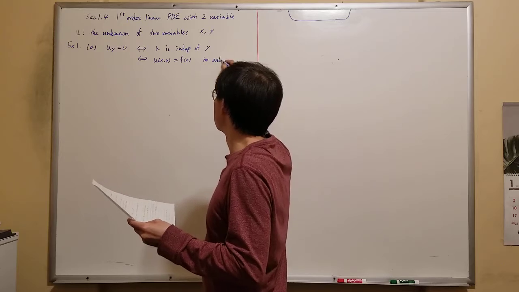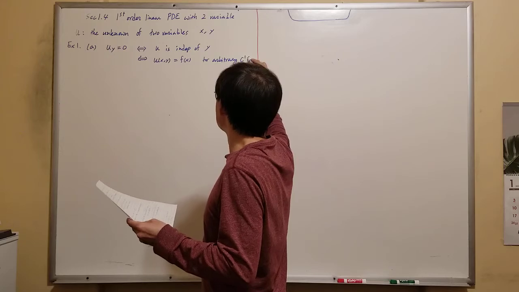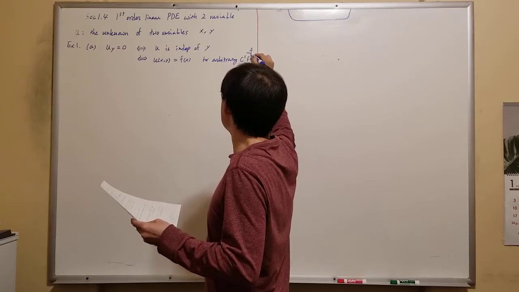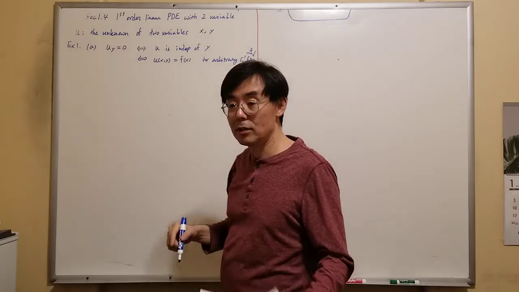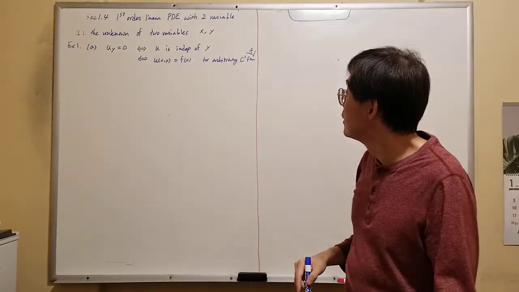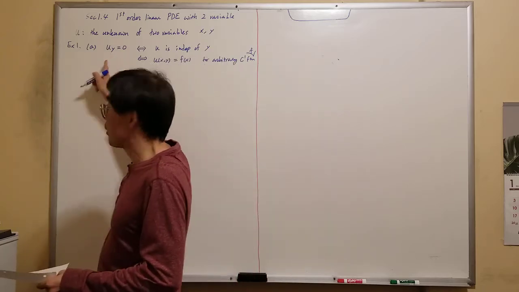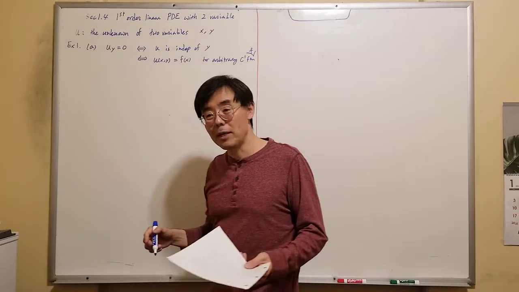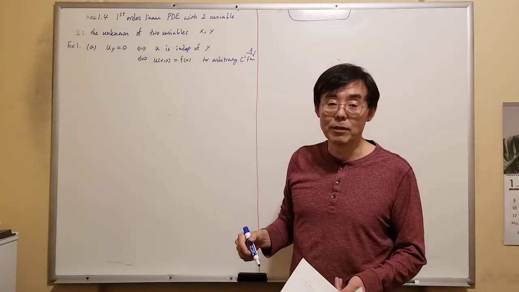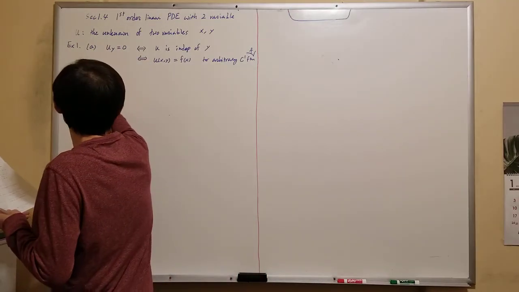For arbitrary C1 function f. C1 means continuously differentiable. So y partial of a 2 variable function equals 0 actually means that this is a 1 variable function of x.